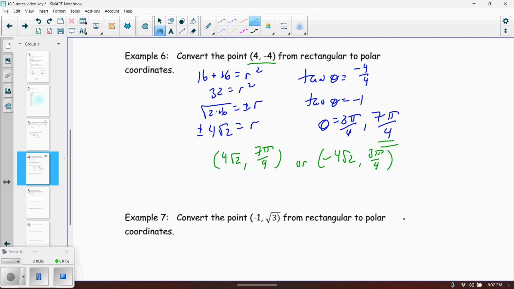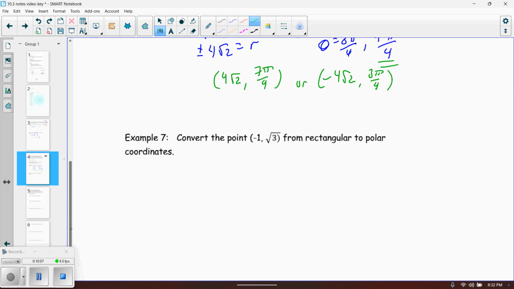Okay, number 7, convert the point (-1, √3) from rectangular to polar coordinates. So again, the easiest thing to find is the r value first. -1 squared is 1.